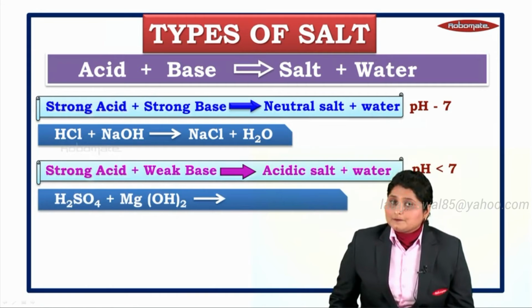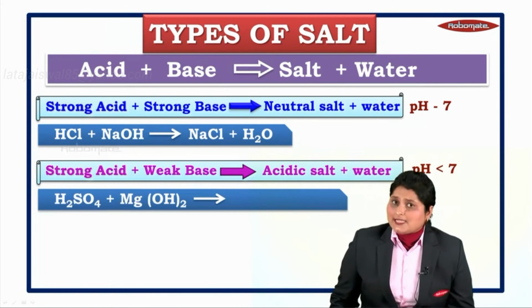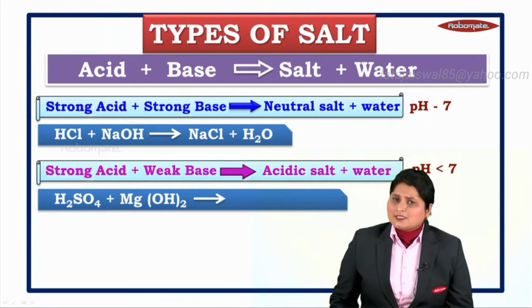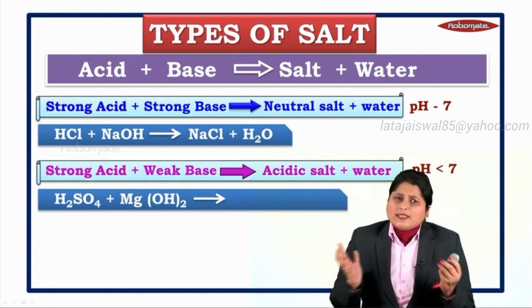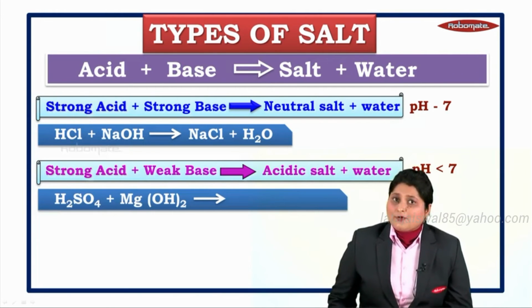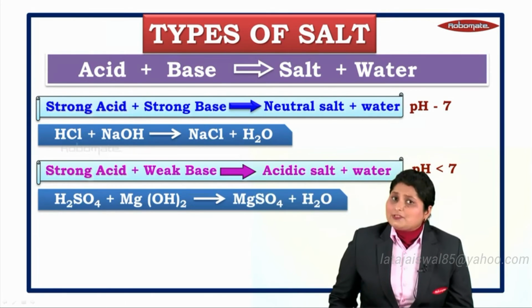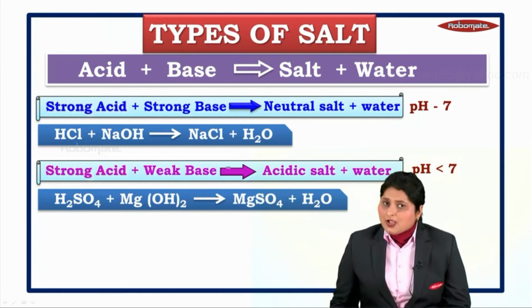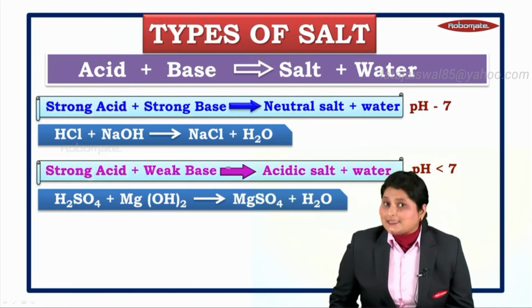Let's move ahead. We have sulfuric acid, H2SO4, which is a strong acid, and magnesium hydroxide, which is a weak base. Now, when these two react with each other, there is a formation of acidic salt, which is magnesium sulfate, along with the release of water. And if we check out the pH, it is going to be less than 7.